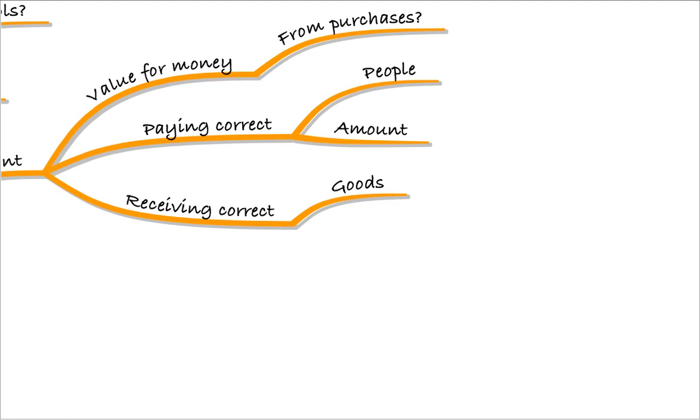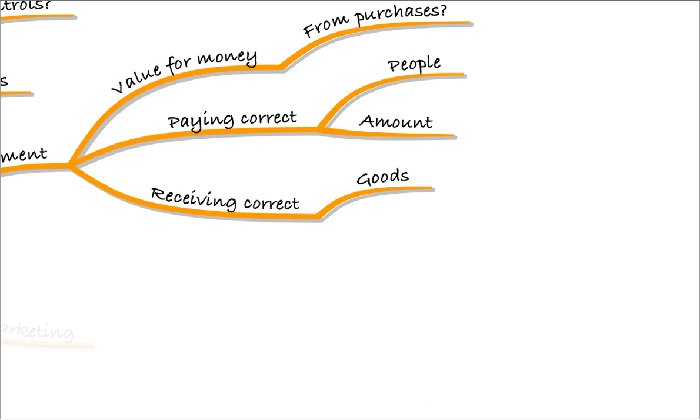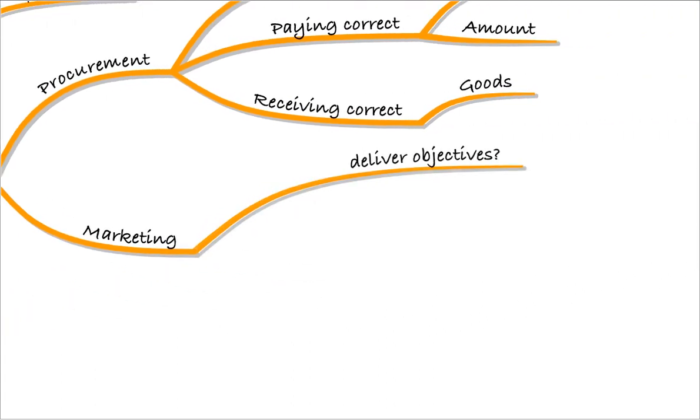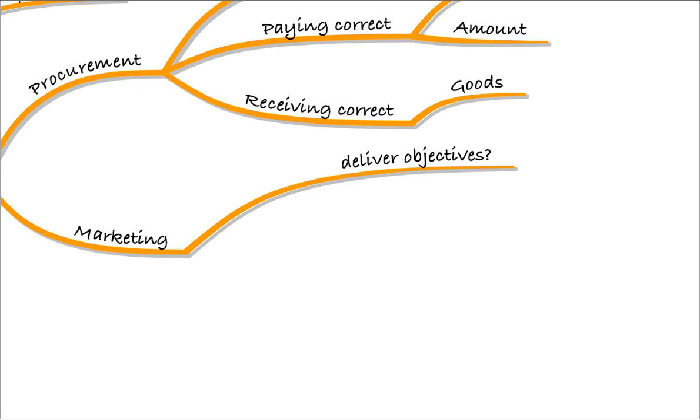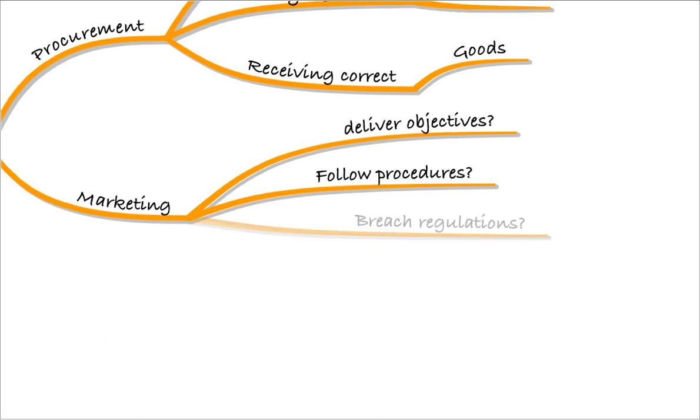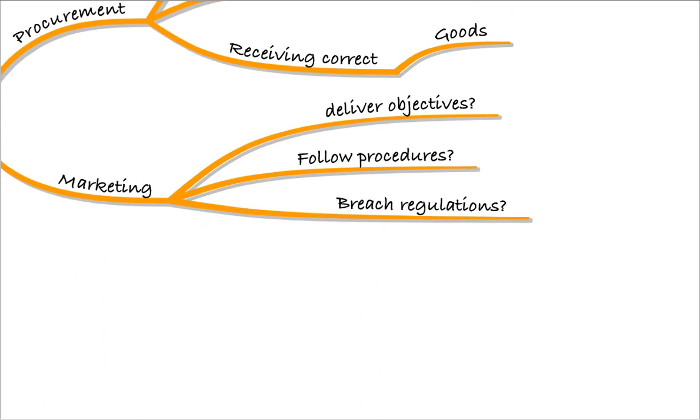So internal audit will go and check off to make sure that all of the orders made match up to the goods received. Maybe they'll look at the marketing department. Marketing will check, do they deliver the objectives? So when they undertook a marketing campaign, did they deliver the objectives that they sought to do? Did they follow the procedures that are set up for the marketing department? Did they breach any regulations?